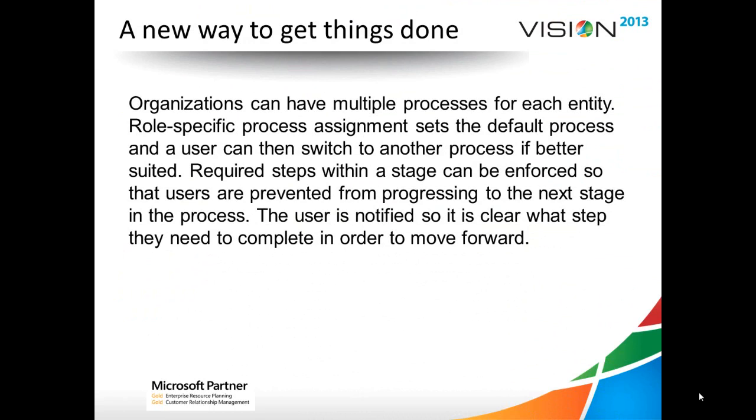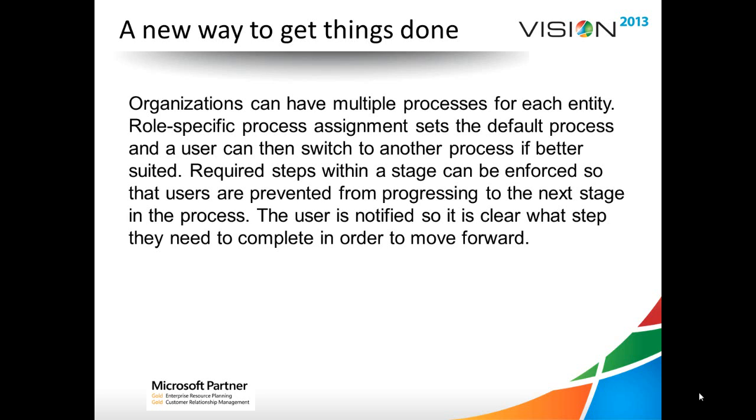Each organization can have multiple processes for each entity. The sales cycle for a new sale is very different than the sales cycle for maintenance agreements. So role-specific process assignment sets a default process, and a user can switch to another process if better suited for the task at hand. Required steps within a stage can be enforced so that users are prevented from progressing to the next step in the process. The user is notified, so it is clear what step they need to complete in order to move forward.